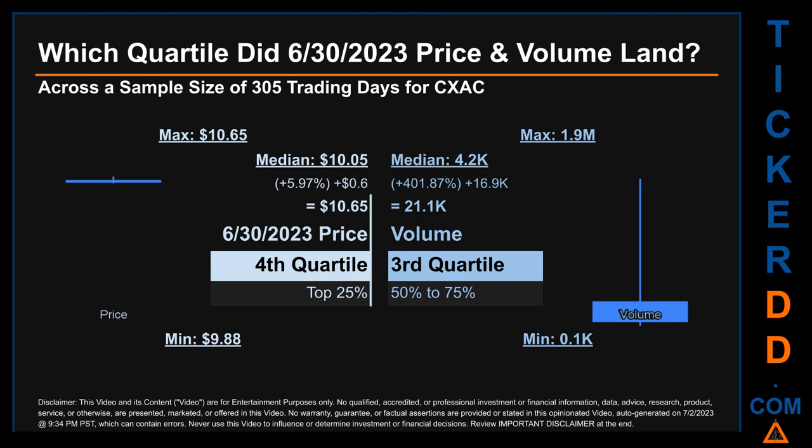Quartiles tell us about the spread of a data set by breaking that data set into quarters, just like how the median breaks the set into half. Descriptively, CXAC has a median price of $10.05. Therefore, June 30th, 2023 price was higher from that middle marker by 5.97%. The day's volume of 21.1 thousand was more than the median by 401.87%.